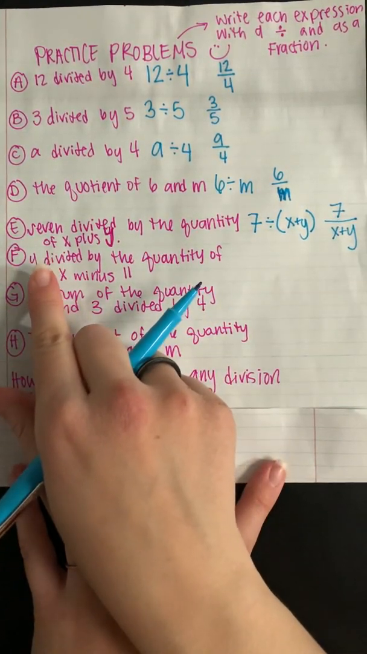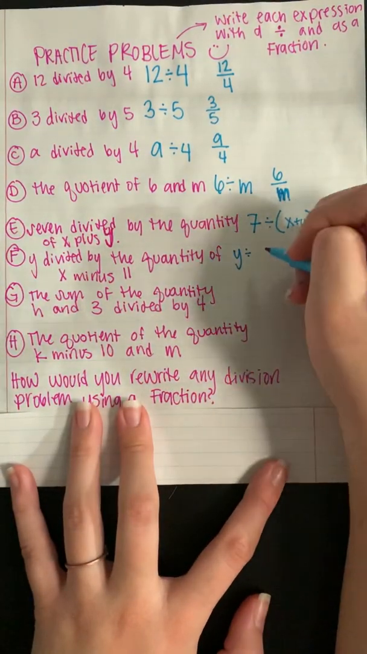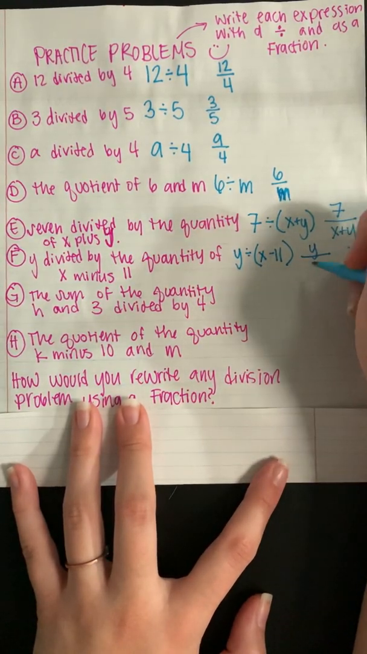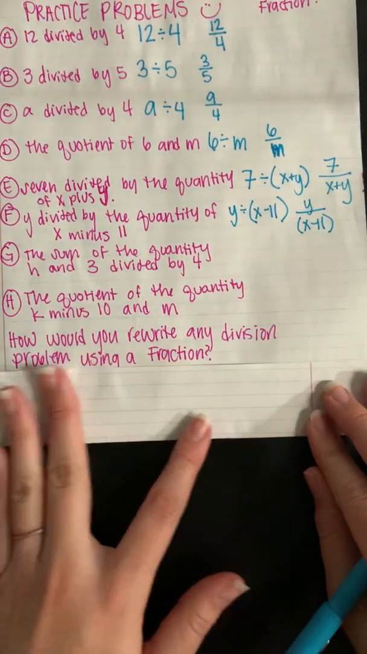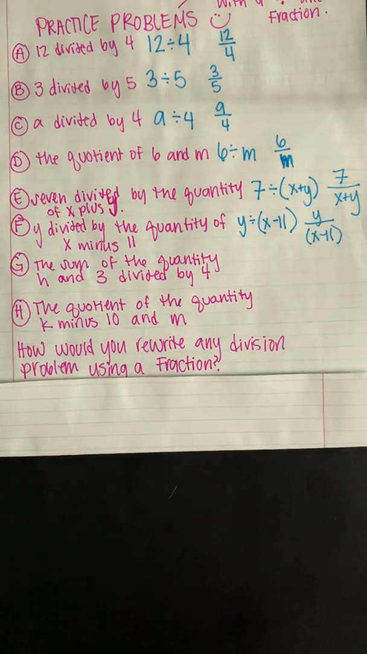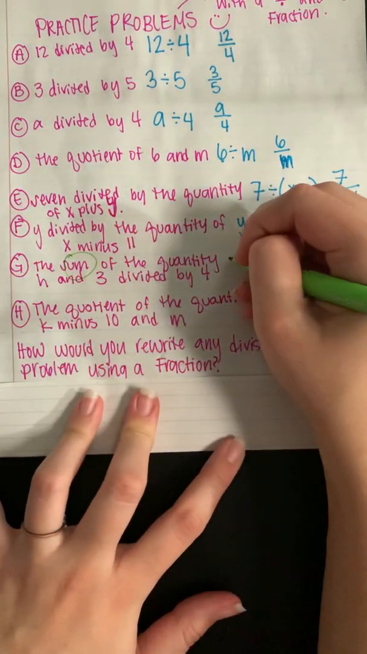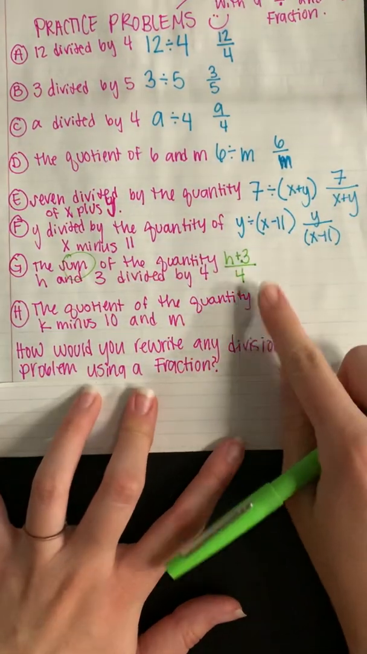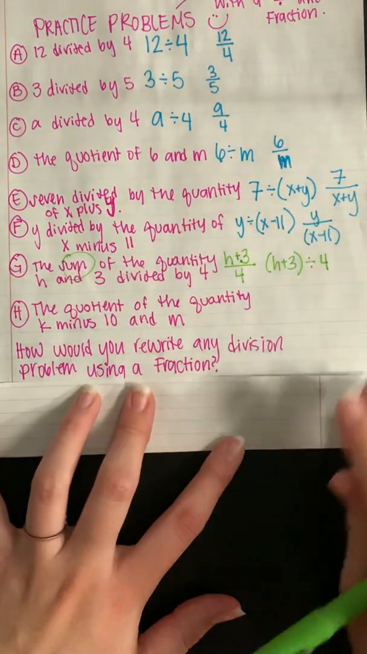F, we have Y divided by the quantity of X minus 11. Y divided by X minus 11. Okay, I'll switch to green since the writing is getting a little small. The sum of the quantity H and 3, so that means we're adding. Sum means add. So H plus 3, and then divided by 4. Using the division symbol though, it would be H plus 3 divided by 4.